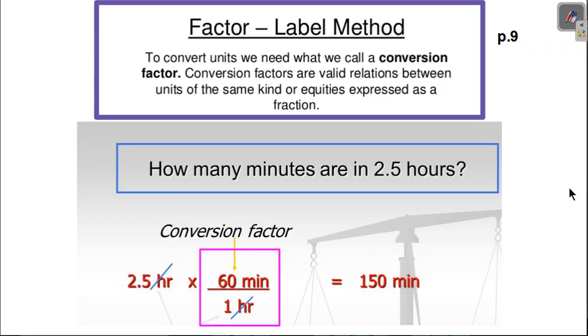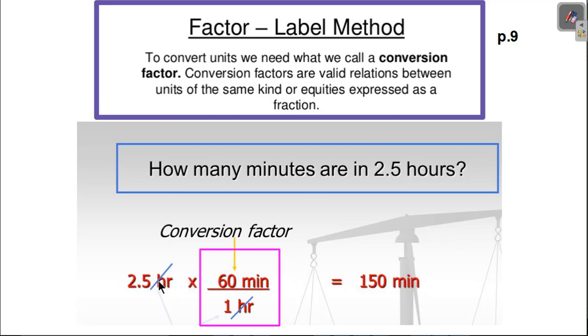Active learning. Now, we're going to be using the factor label method a lot this year. And if you go into physics, you're going to use it some more. But the factor label method is just a very fancy name for a very simple concept. The factor label method allows us to go from one unit to another. So for example, how many minutes are in 2.5 hours? You had hours. Going from hours to minutes is what I mean when I say I want to go from one unit to another. Anytime you have problems like this, you have to convert units, you're going to use the factor label method of conversion.